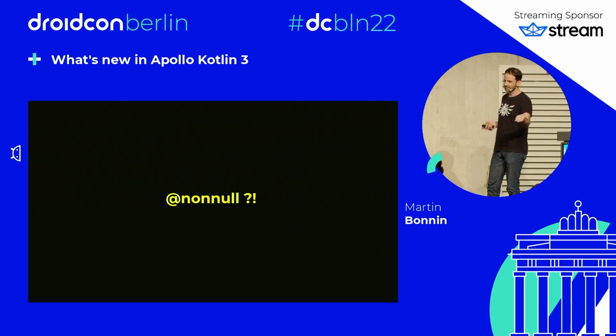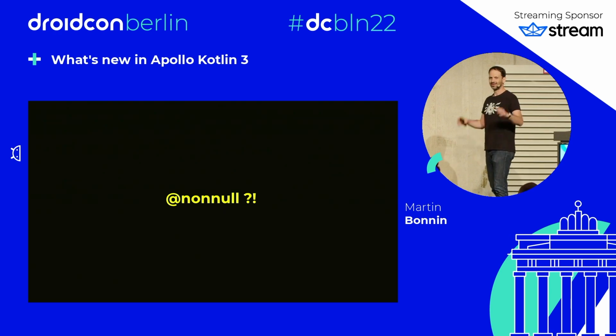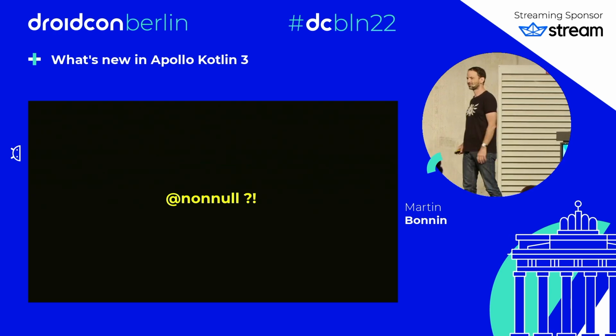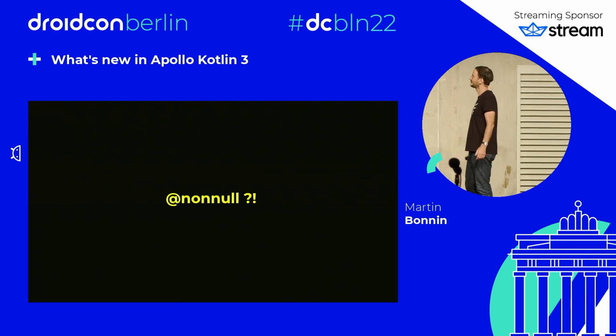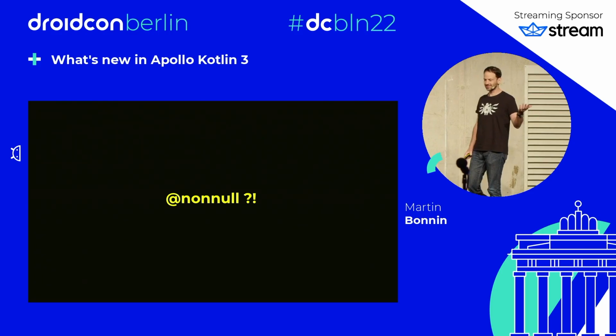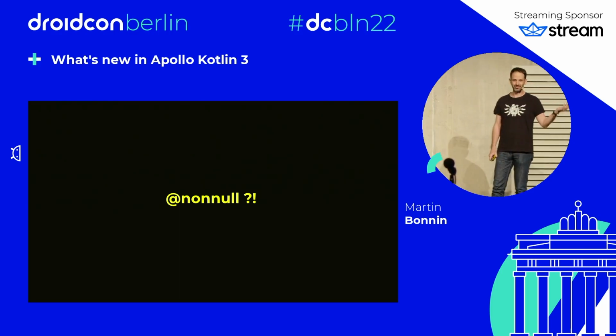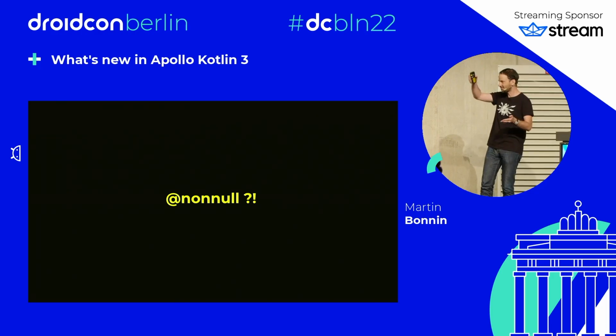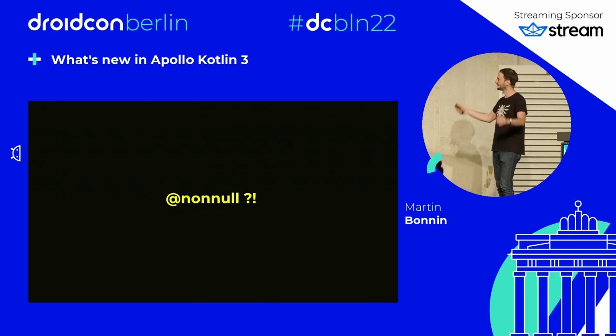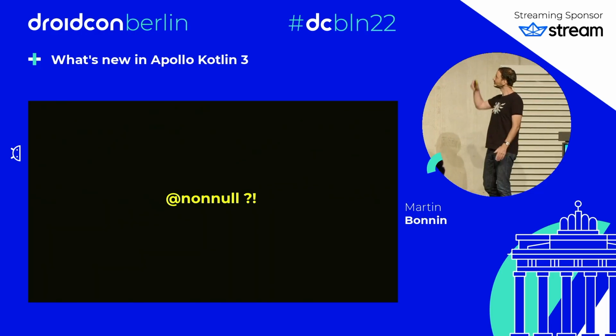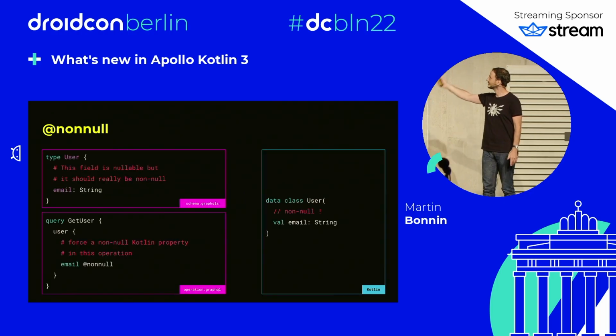Talking about client directive, if you've been following me, you know I love GraphQL. You also know there's one thing I don't love about GraphQL: everything is nullable by default, and it's a pain in Kotlin. If the backend developer forgets to add the exclamation mark, you end up with a lot of safe calls everywhere. That's not cool. So we introduced the @nonnull client directive.